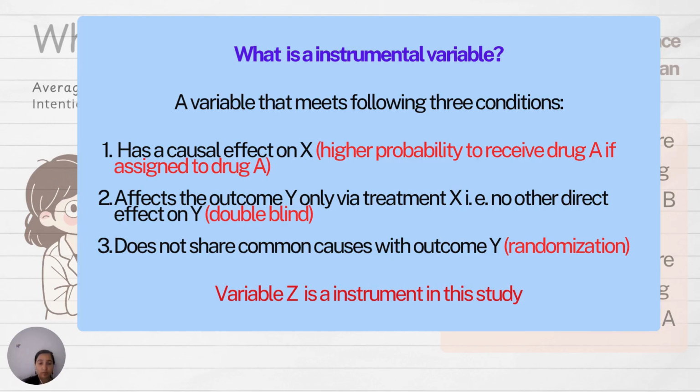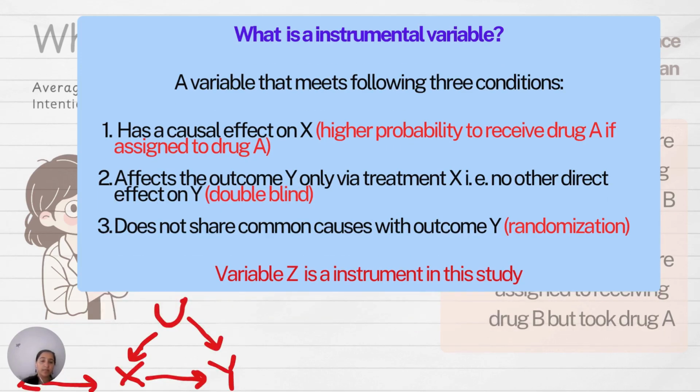How? So it meets the first criteria because there is a higher probability to receive drug A for the participants who are assigned to that treatment arm. And the second criteria is ensured by the double-blinded nature of the study itself. And the third criteria is met because of the randomization, ensuring that there are no other confounders in the association of the variable Z and the outcome Y.